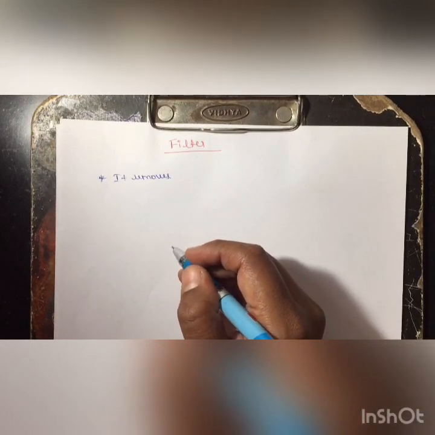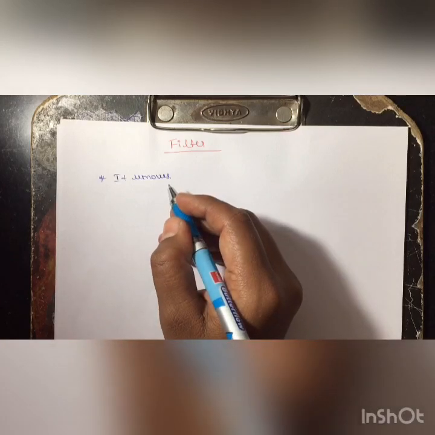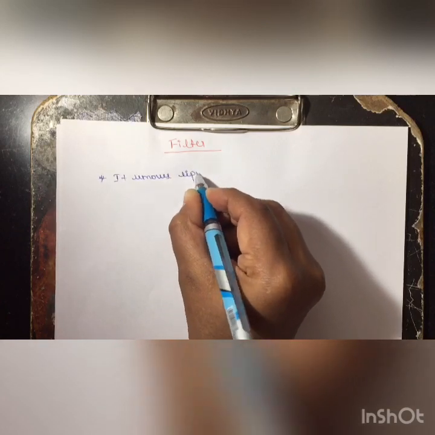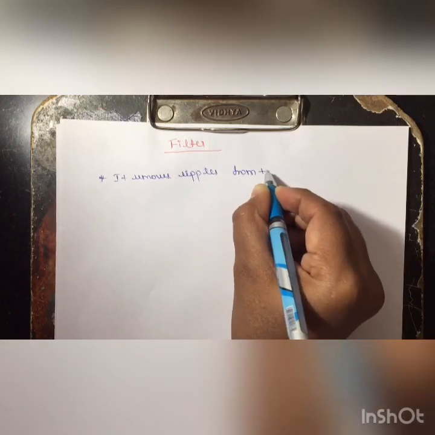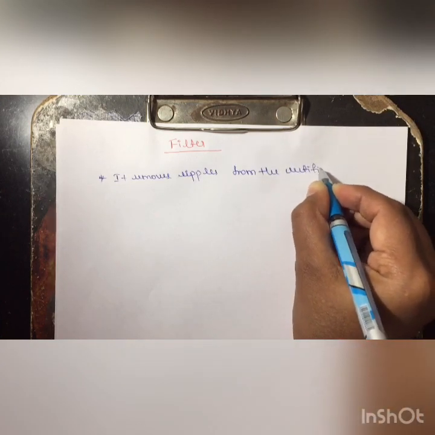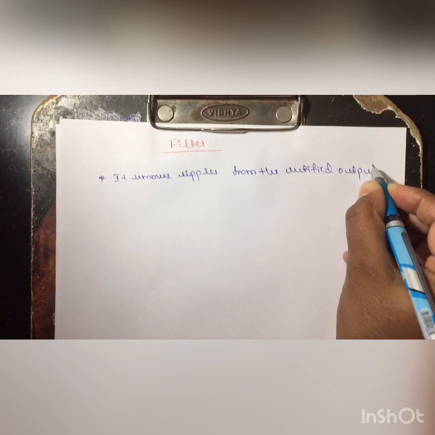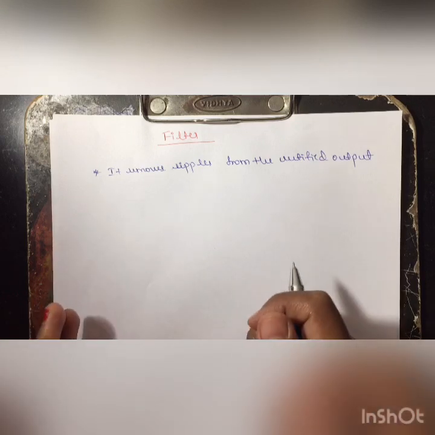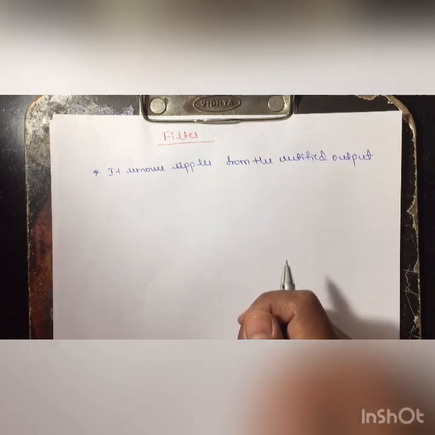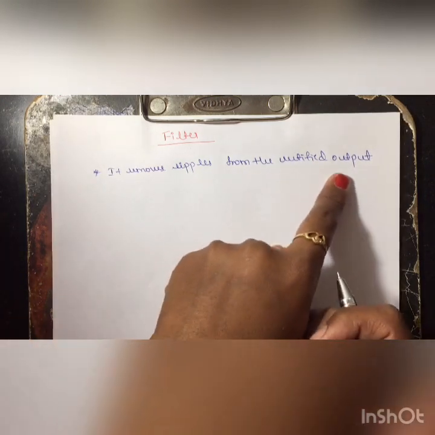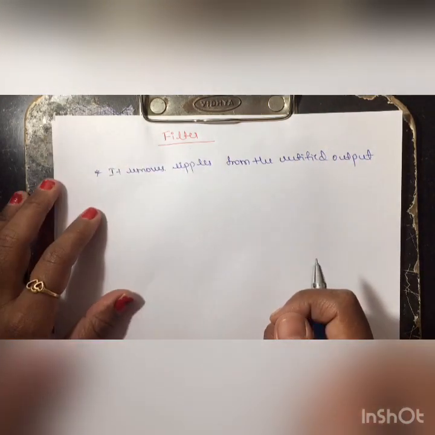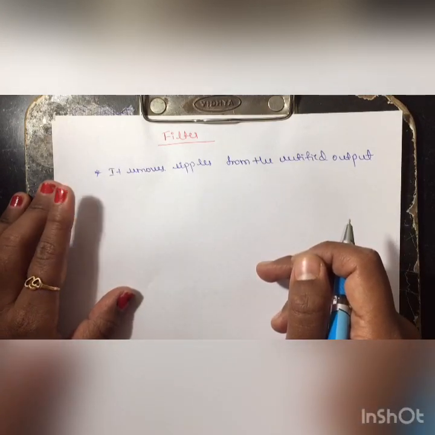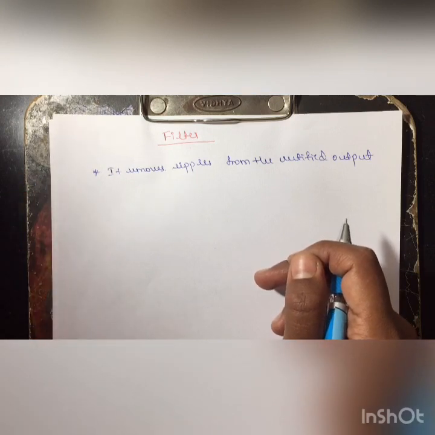Filters basically remove unwanted things, but in electronics, filters remove the ripples from the rectified output. You all know about the positive half cycle and negative half cycle, including the full wave rectifier as well as the half wave rectifier. So I told you it removes the ripples from the rectified output, and that is what filters are. Filters are basically frequency selective circuits.